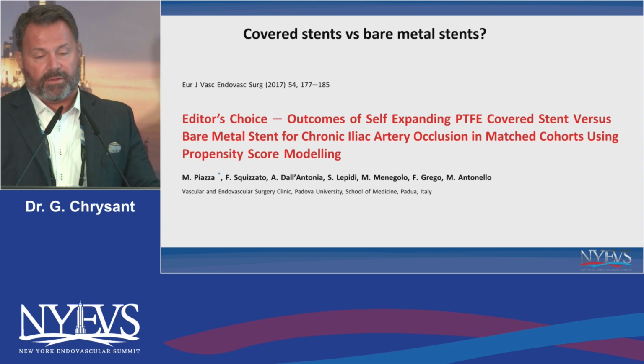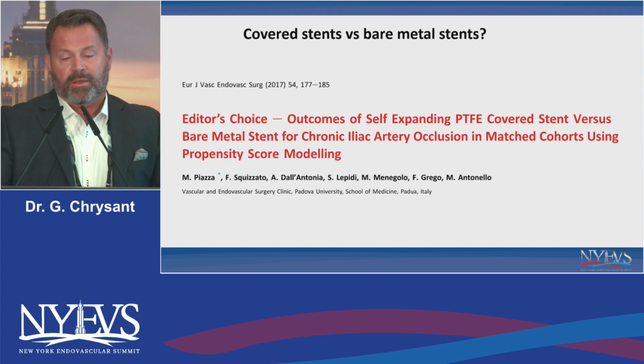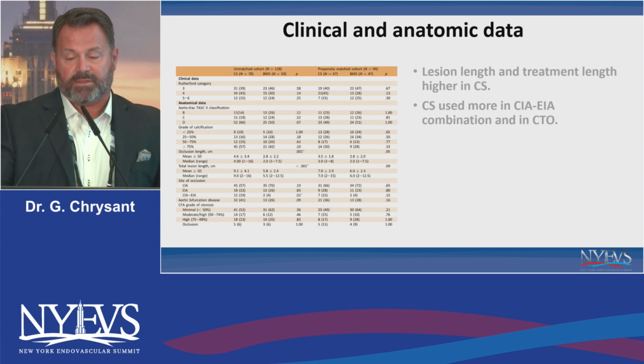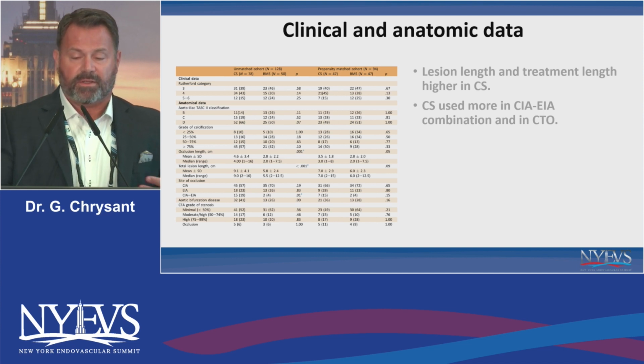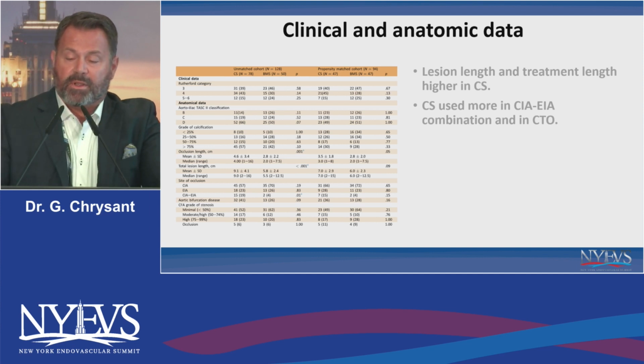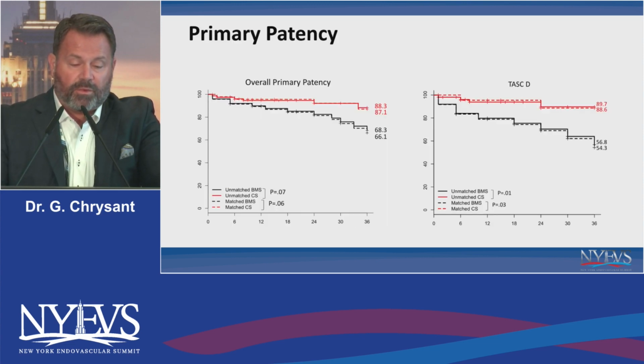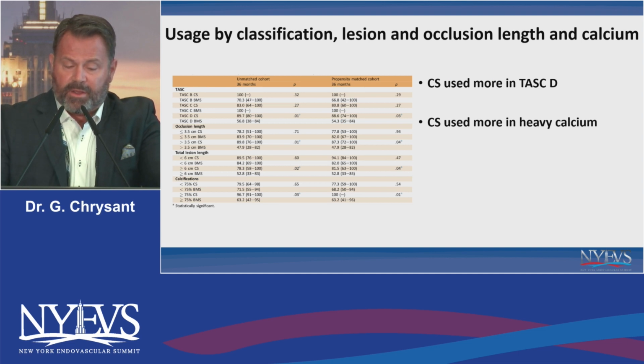And so what's the data looking at covered stents versus bare metal stents? This is a study looking at self-expanding stents. They were used more in these sorts of lesions where there's combination common and external iliac artery as well as in CTOs. They tended to be used more in lesions that were longer and performed reasonably well. As you see here, when you look at both matched and unmatched covered stents, they both did better in the analysis than their bare metal counterparts. And then more in TASC D and more successful in heavy calcium.